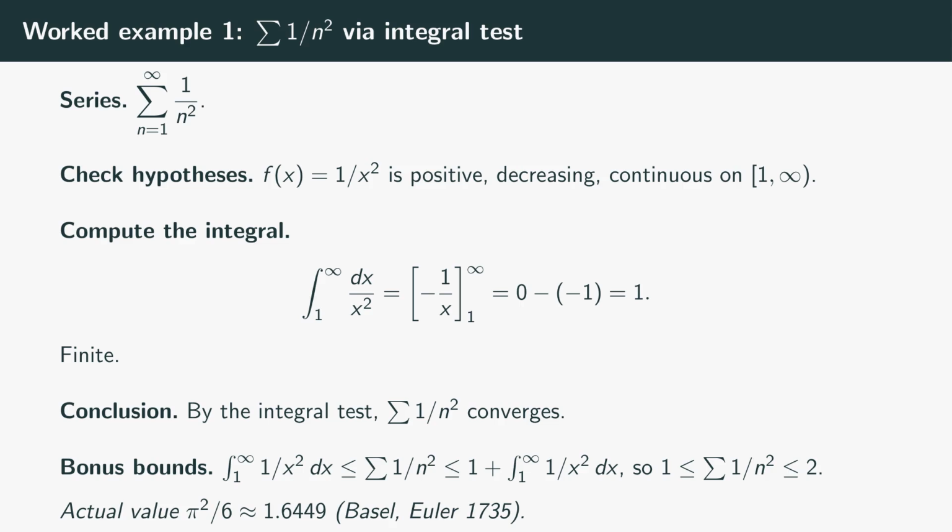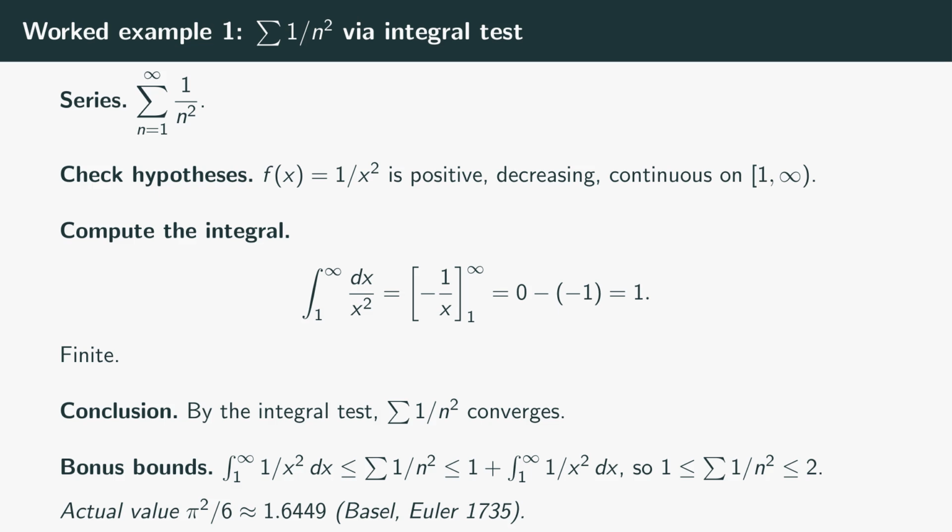First worked example: the integral test on the sum of 1 over n squared. Step 1, check hypotheses. The function f of x equals 1 over x squared is positive on the interval from 1 to infinity. It's decreasing because its derivative, minus 2 over x cubed, is negative, and it's continuous everywhere except x equals 0, which is outside our interval. All conditions met.